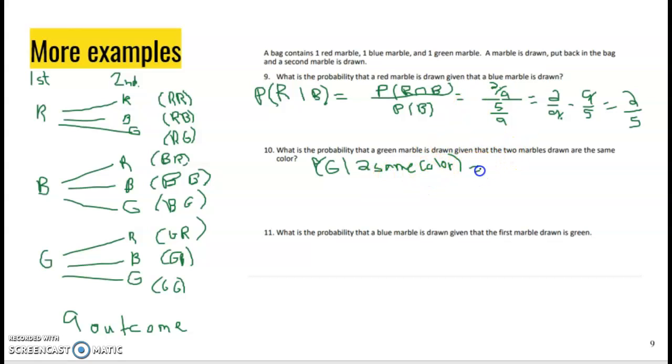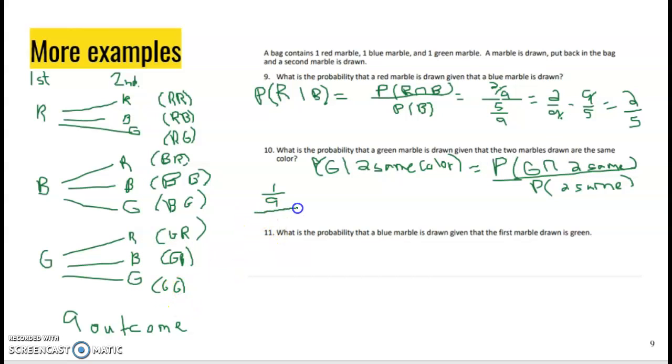So if I'm going to use the formula, I'm going to use the probability of getting a green and two the same color over the probability of two the same. Okay, I'm going to come down here and keep going with that. But the probability of a green and two the same, we are only going to have one chance out of 9 where they're the same and we have a green, and that's this case right here.